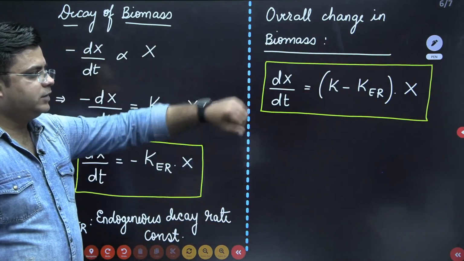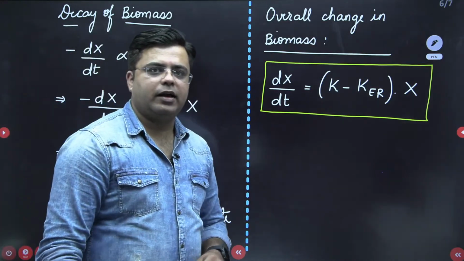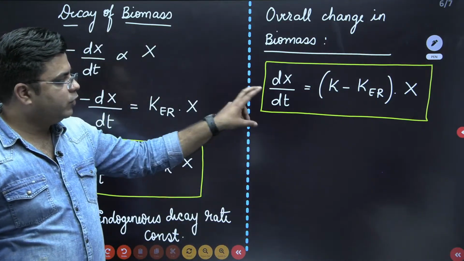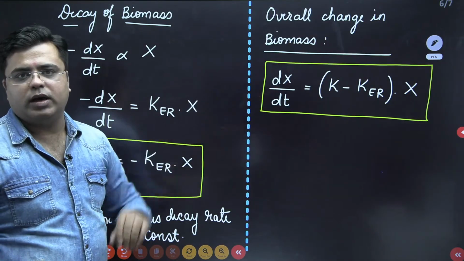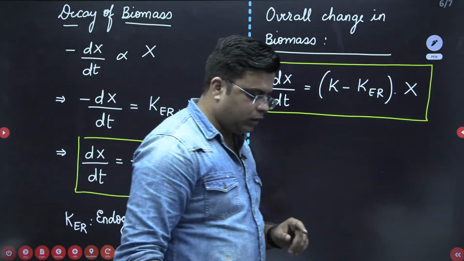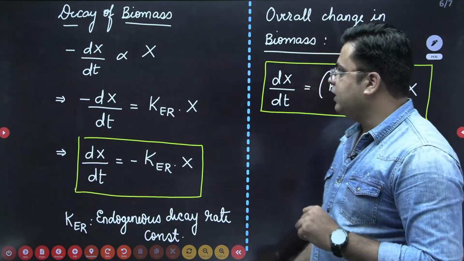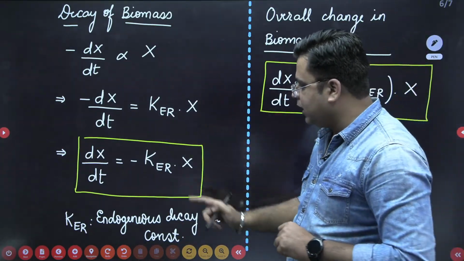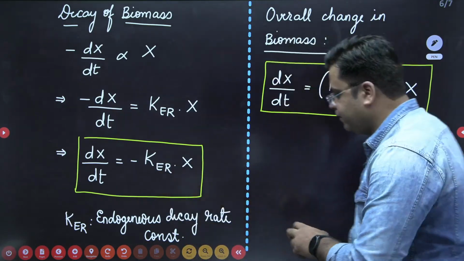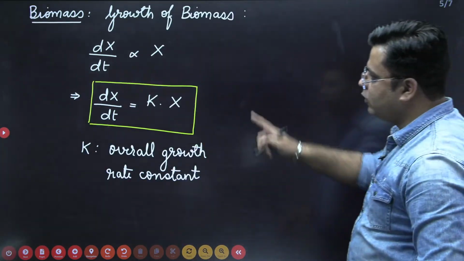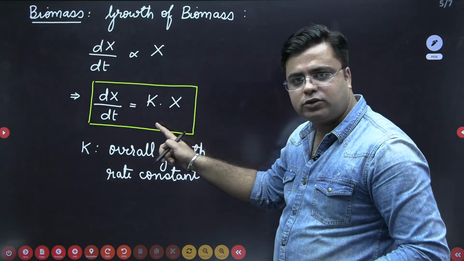dX/dt is equal to K minus Kd into X. This is the overall change in biomass. Okay. Now you have to keep a check on what you are analyzing. Whether you are analyzing decay of biomass, so this expression has to be used. If you are analyzing growth of biomass, then this expression has to be used.